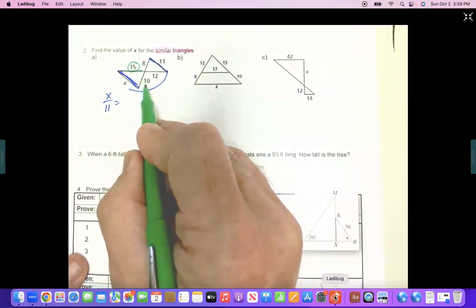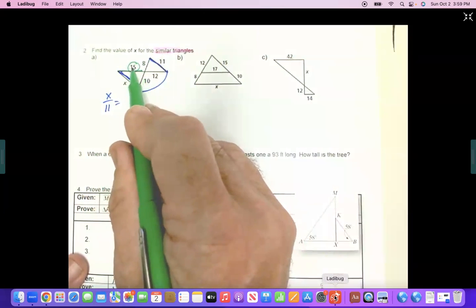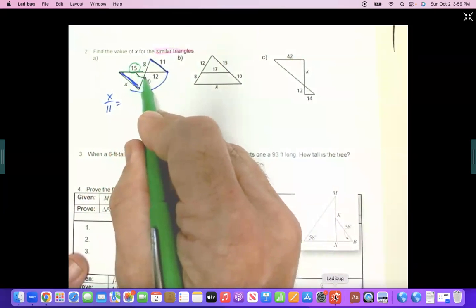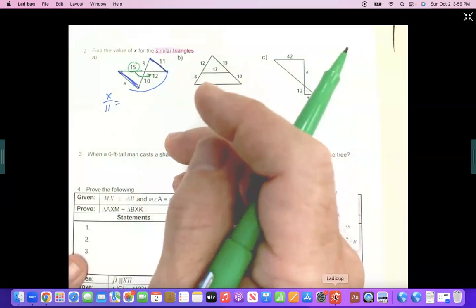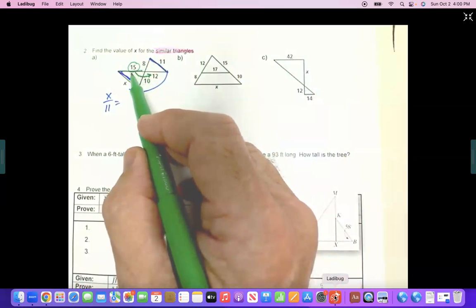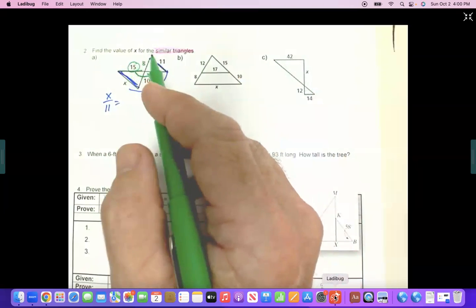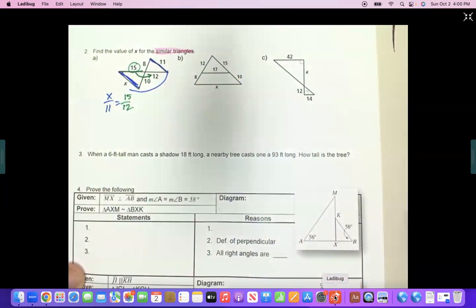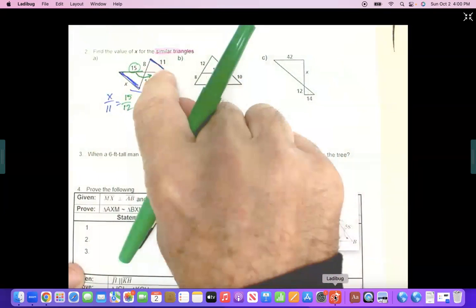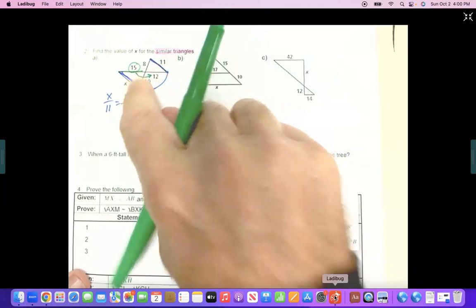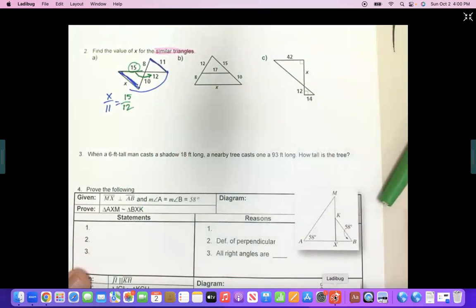15 is larger than 10. So if these two indeed are similar, I cannot pair 15 to the smaller of these two numbers. I have to pair this with the larger of the two numbers. Very common mistake is for people to just compare the number that is closest to it. If I choose the larger of these two numbers, 15, it has to be corresponding to the larger of the two on the other side. Okay.